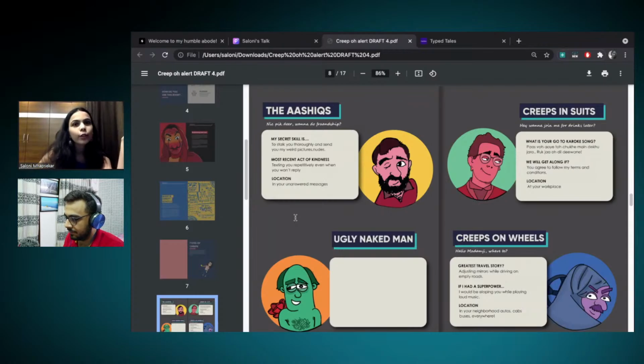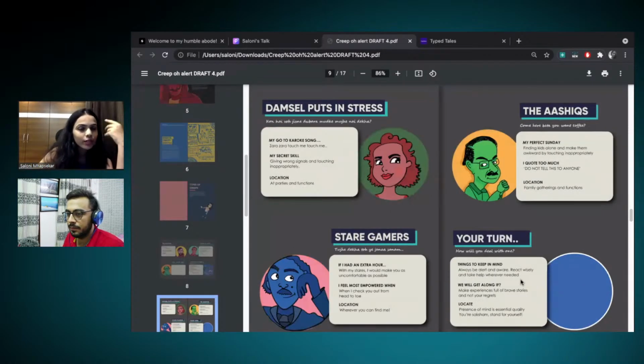As I said, creeps come in all shapes and sizes and they're everywhere. They could be in your workplace, on social media, or in your rickshaw. So creeps on wheels was something like that. Create a travel story, adjusting mirrors while driving on empty roads. Damsel who puts in stress. I'm not saying that only men are creeps. I wanted to also throw light on the fact that there is no gender bias in this, and anyone who makes you uncomfortable is a creep at the end of the day.